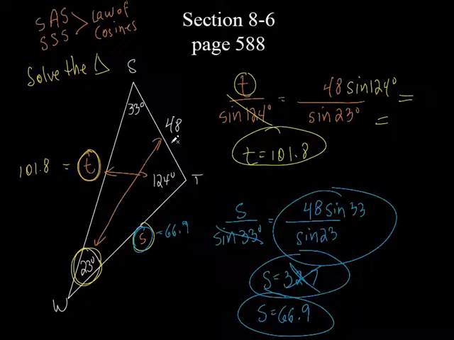Let's just kind of see how we can check to see if everything's working out right. Look at the biggest angle. What's the biggest angle here? 124. Look at the side opposite the 124. It's the biggest side, isn't it? What's the smallest angle here? 23. Look opposite that. It's 48. That's the smallest side. Now, that doesn't guarantee that you got it right, but it at least gives you a good idea that you're probably on the right track. Make sense? So that's a quick little easy way to check to see if it works.